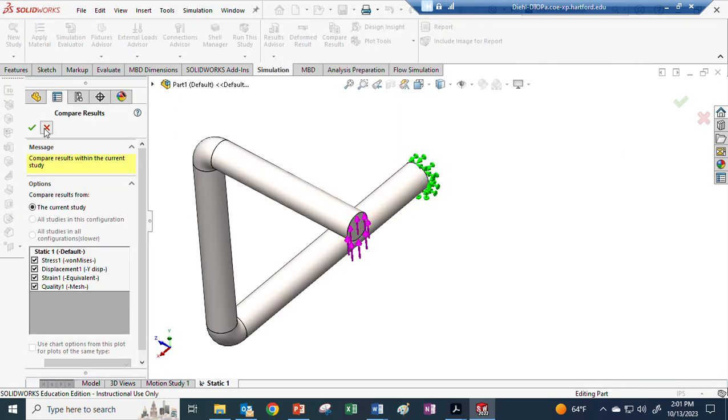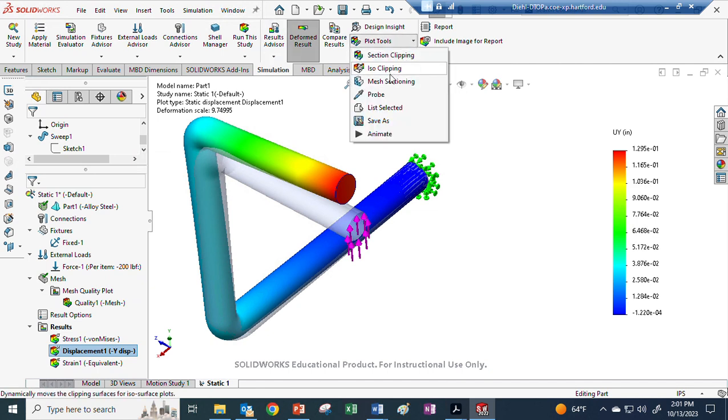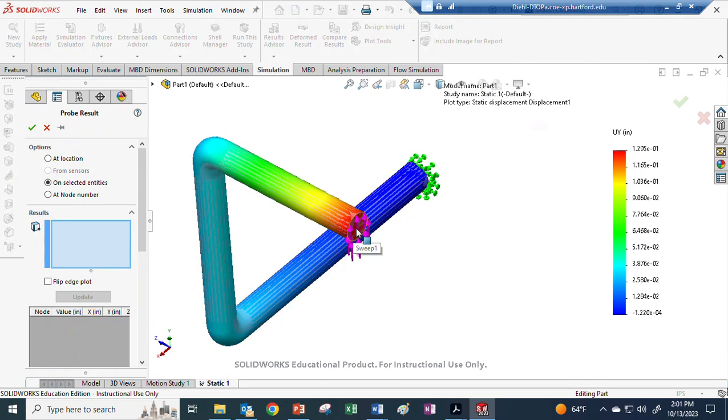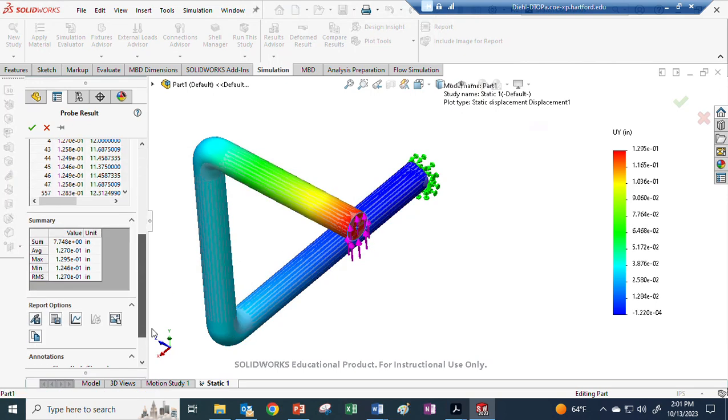Come on, Kara. Plot tools. The brain is just not working.